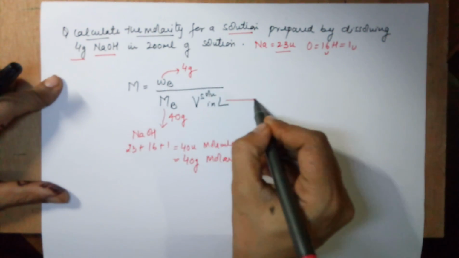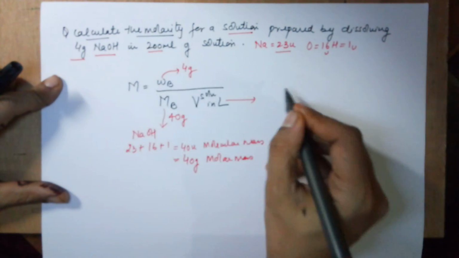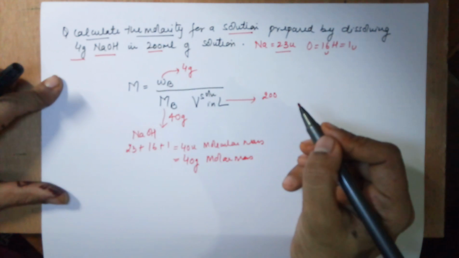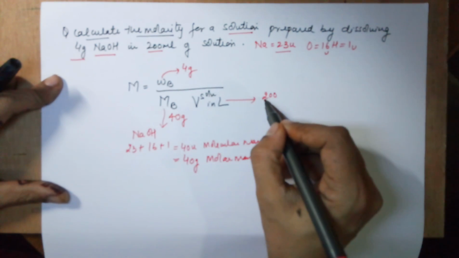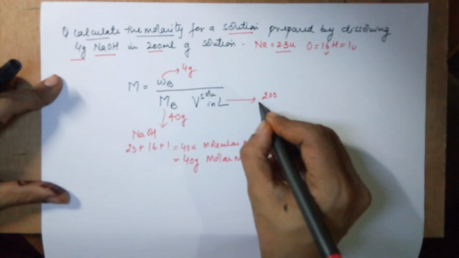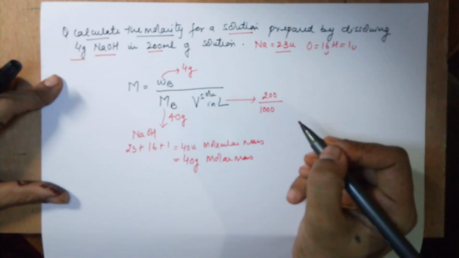The volume of solution in liters. How much was the solution? 200 ml. Those of you who are good in maths can easily report it as 200 ml, that is 0.2 liters. But those of you who are not, I would advise you divide it by 1000.